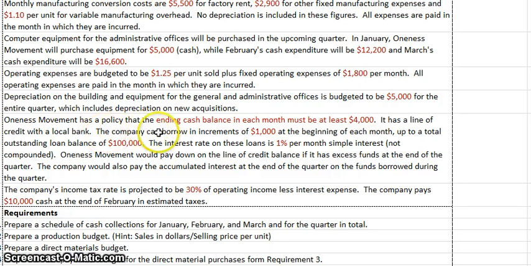Oneness Movement has a policy that the ending cash balance in each month must be at least $4,000. It has a line of credit with a local bank. The company can borrow in increments of $1,000 at the beginning of each month, up to a total outstanding loan balance of $100,000. The interest rate on these loans is 1% per month, simple interest, not compounded. Oneness Movement would pay down on the line of credit balance if it has excess funds at the end of the quarter. The company would also pay the accumulated interest at the end of the quarter on funds borrowed during the quarter.